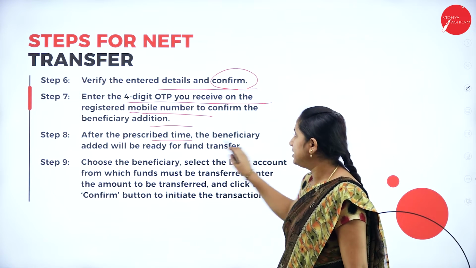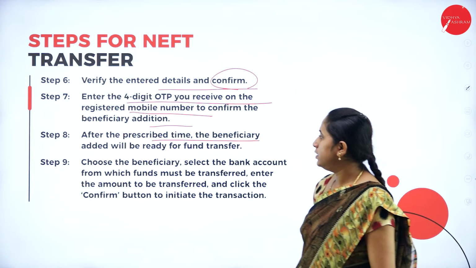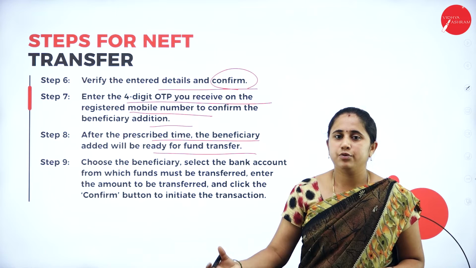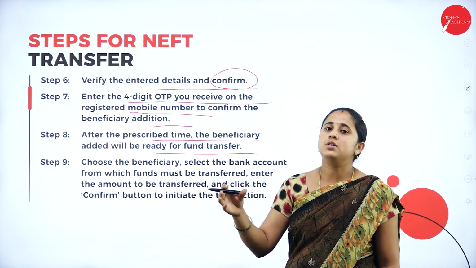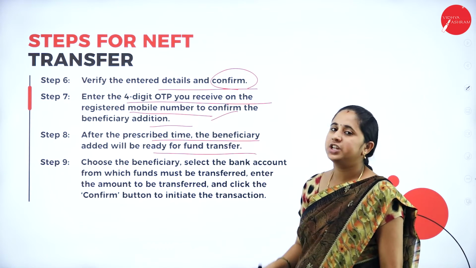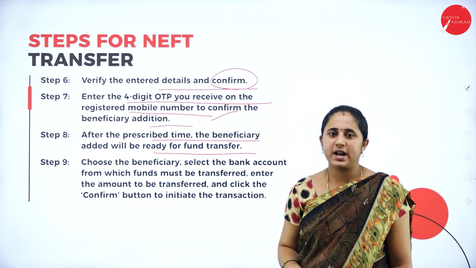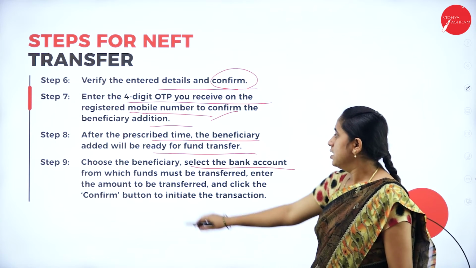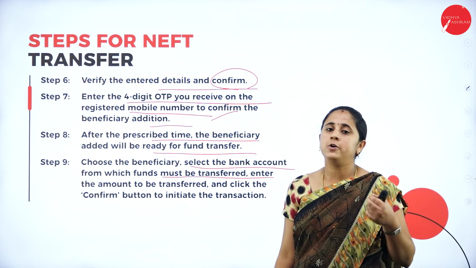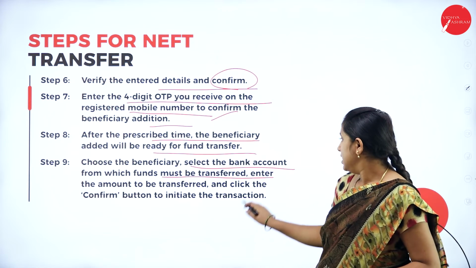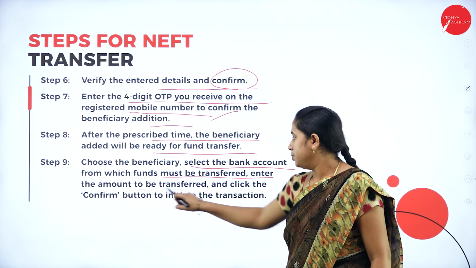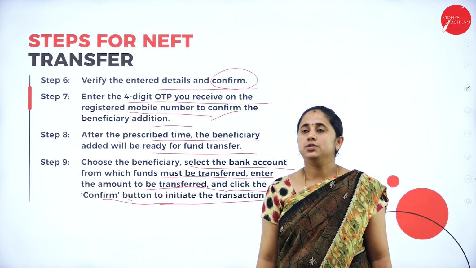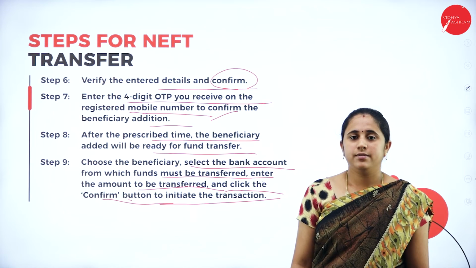After the prescribed time, the added beneficiary will be ready for fund transfer. Usually it takes 24 hours, so after adding the beneficiary you need to wait 24 hours to transfer funds. After that, choose the beneficiary and select the bank account from which the funds must be transferred, that is, the account to be debited. Next, enter the amount to be transferred and click the confirm button to initiate the transaction. So this is all about the steps for the NEFT transaction.